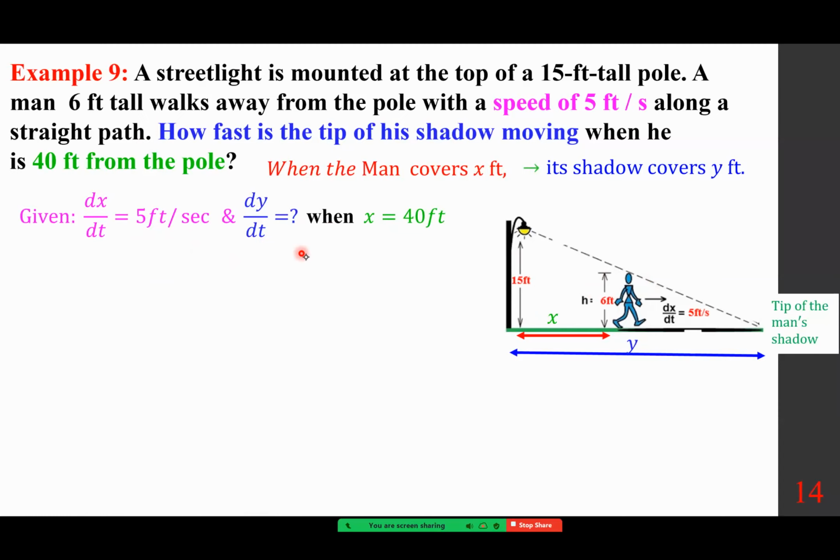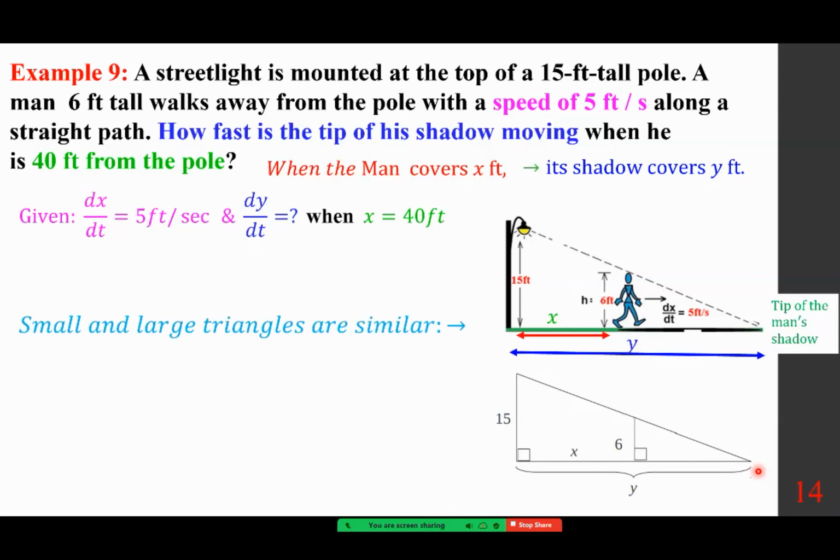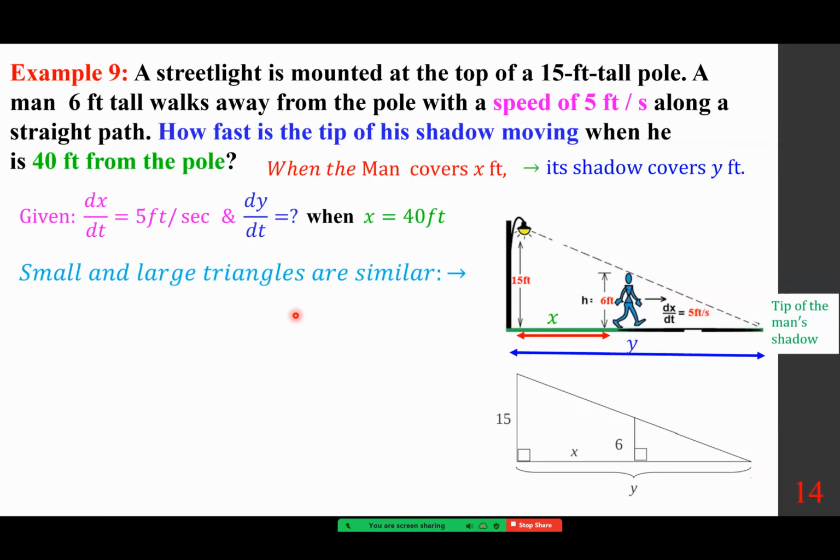So let's set up this drawing down here as follows. This is 15, 6. This is X amount, which we don't have. This is Y amount, which we don't have. So you can see that we can use similar figures. In other words, small and large triangle. So this one versus the entire one.